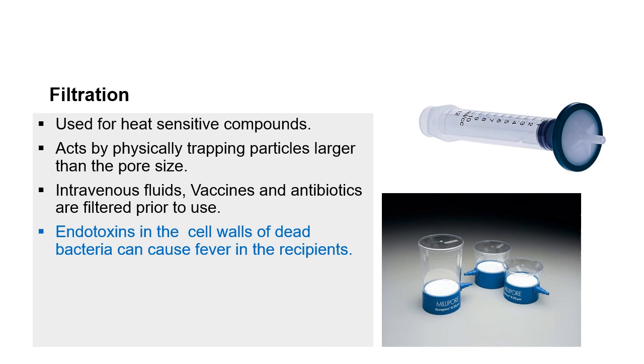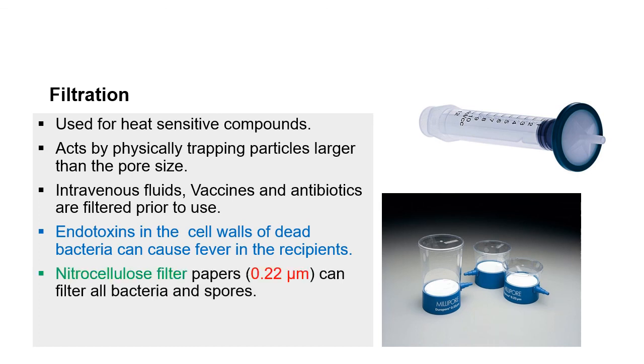Of course, you are not going to filter it yourself because you have to receive it from the company ready filtered. And an example of the filter, like I showed you in the picture, is what we call nitrocellulose filter paper, which has a pore size of 0.22 micrometer. And this filter can trap all the bacteria and their spores and also endotoxins without causing any infection.